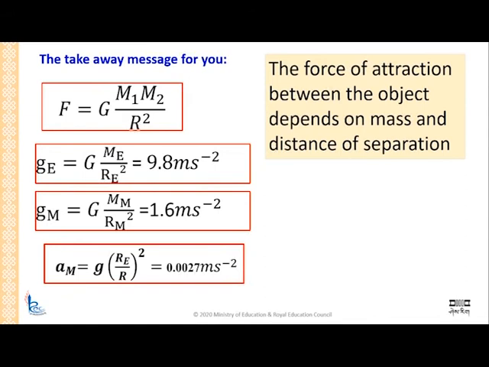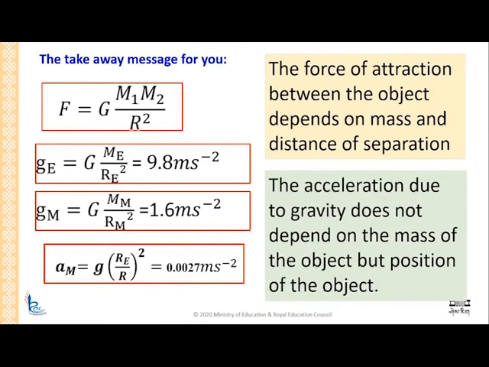That means the force of attraction between the two masses also depends on their masses as well as the separation between them. Whereas in the case of acceleration due to gravity, it does not depend on the mass of the object, but it only depends on the position of the object. Now with this we have come to the end of the first topic, that is Newton's law of gravitation.